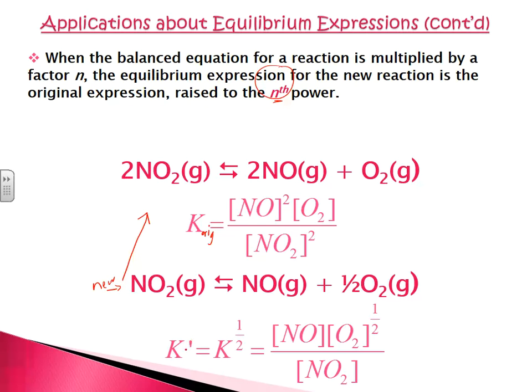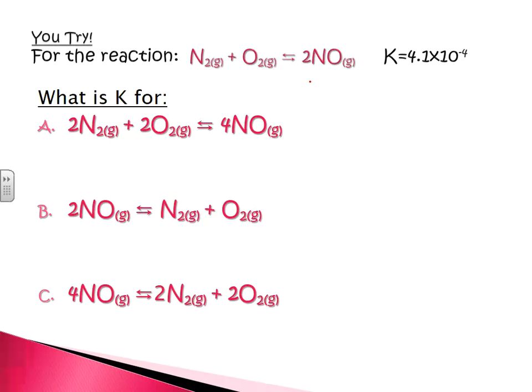So that means K prime, or the new K, will be equal to the original K raised to the power that it was multiplied by here. This has been multiplied by 1/2 to get this new reaction. So you just take your original K and raise it to the 1/2 power. Like if this had been multiplied by 2, you would have raised your original K to the second power, you square it. If this had been multiplied by 3, you would take your K and cube it. Again, these are just shortcuts. So let's take a look here at this.